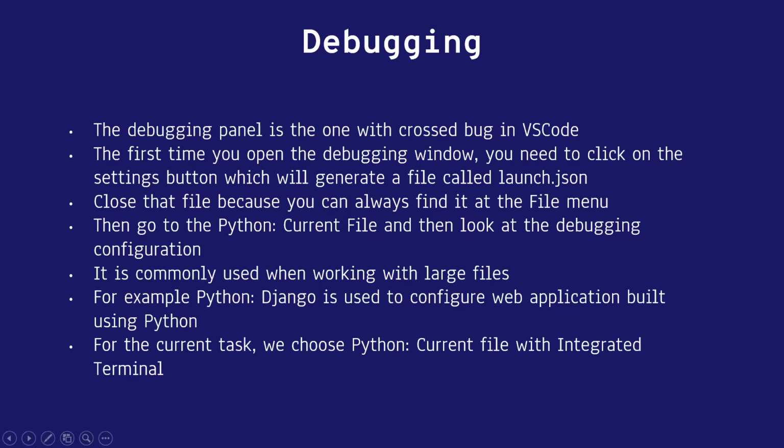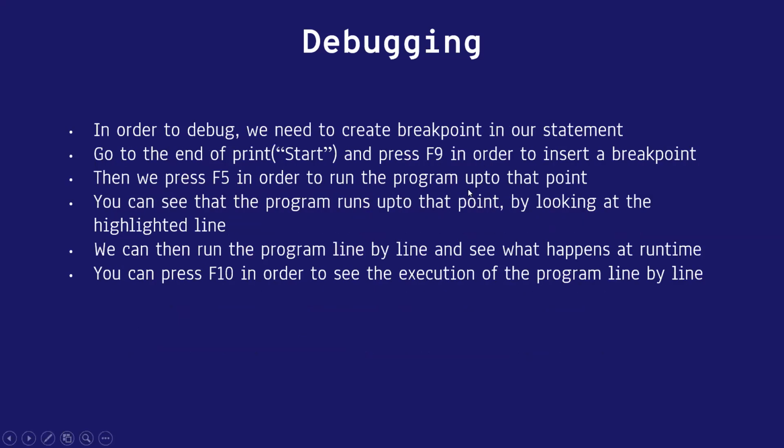So close that file because you can always find it at the file menu. Then go to the Python current file, and then look at the debugging configuration. It's commonly used when working with large files. For example, Python Django is used to configure web applications built using Python. For the current task, we choose Python, the current file with integrated terminal.